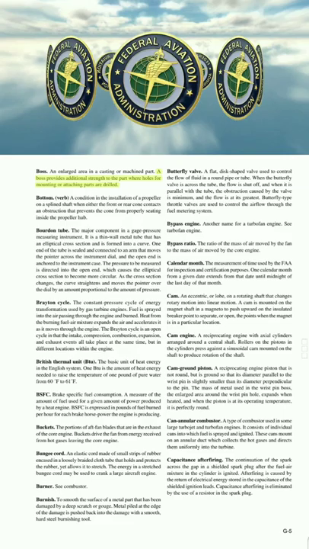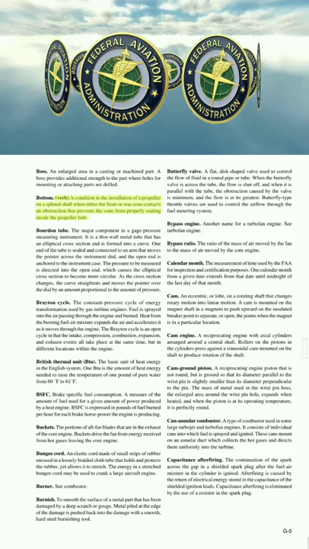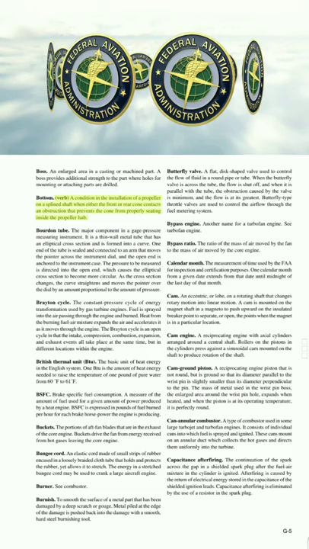Bottom. Verb: A condition in the installation of a propeller on the spline shaft, when either the front or rear cone contacts an obstruction that prevents the cone from properly seating inside the propeller hub.